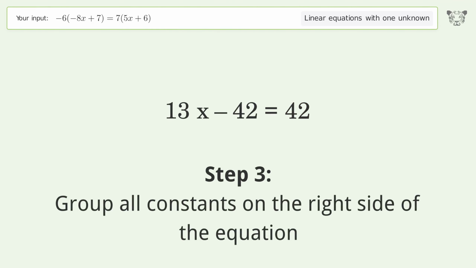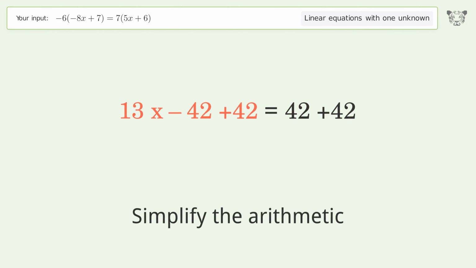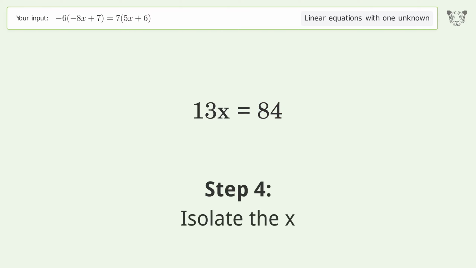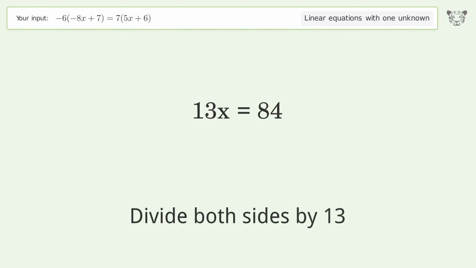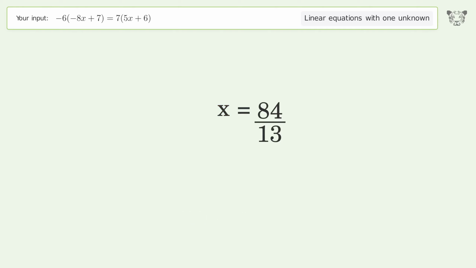Group all constants on the right side of the equation. Add 42 to both sides. Simplify the arithmetic. Isolate the x. Divide both sides by 13. Simplify the fraction. And so the final result is x equals 84/13.